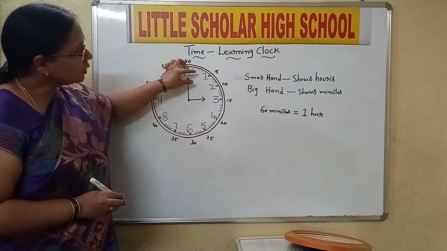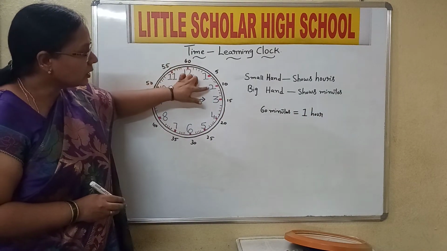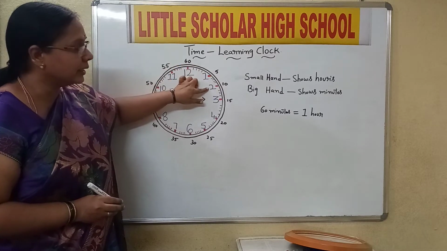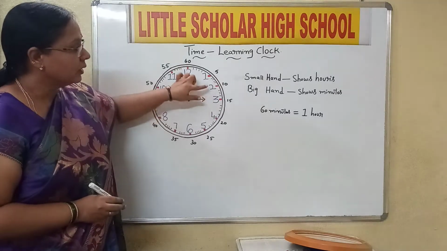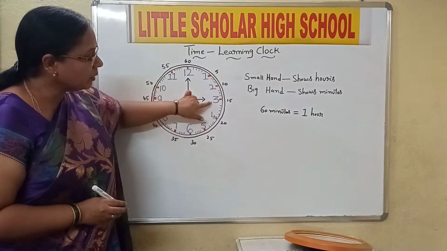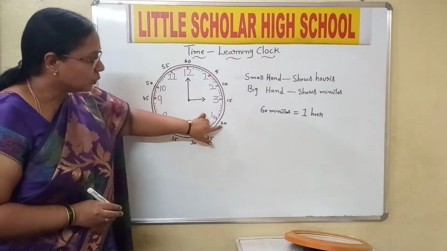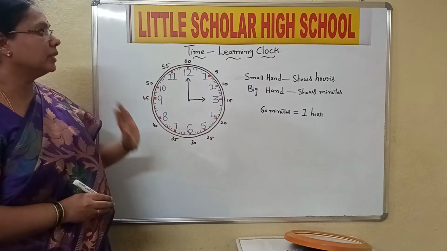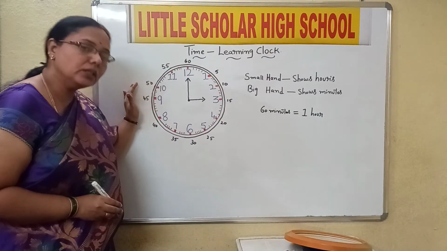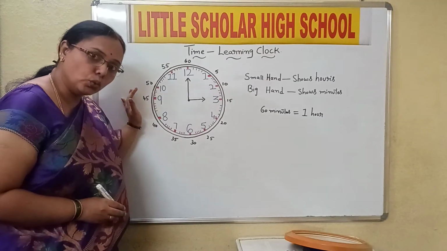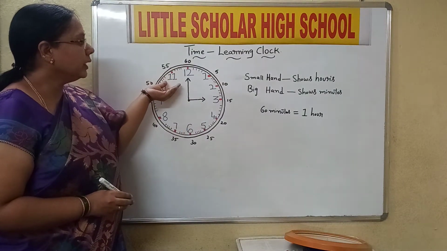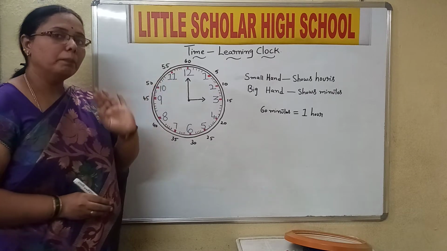Okay, children. So, this 1 is 5. This 2 is another 5. So, 5 plus 5 would be 10, isn't it? This 3 is another 5. So, 10 plus 5 is 15, like that. Okay, now 15 plus 5, that is what? 20. So you just remember that we have a clock. In the clock we have 12 numbers. The clock has two hands. The small hand will tell the hours and the big hand will tell the minutes.